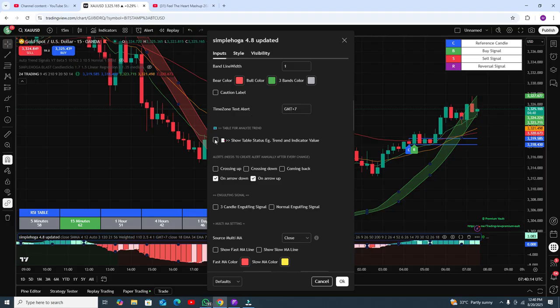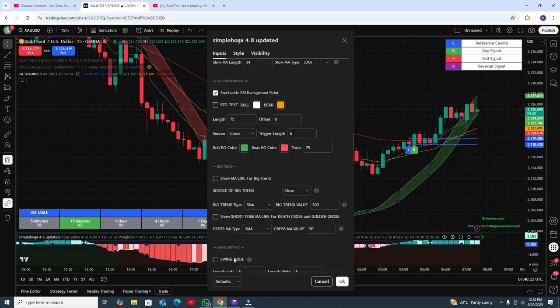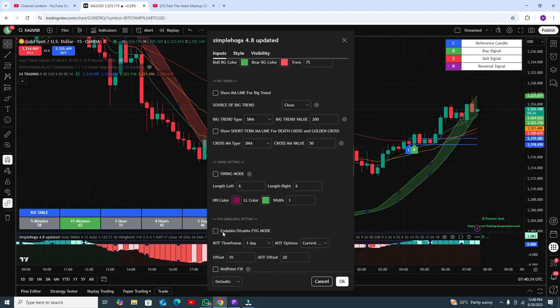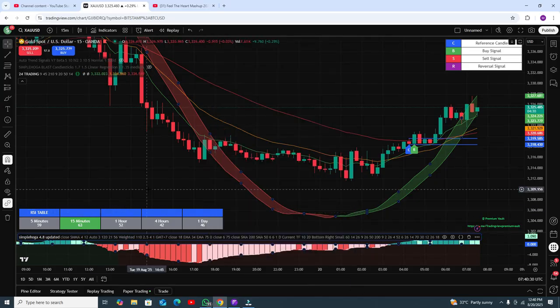Here you uncheck this table, uncheck this infilling signal or RSI 75, and the last thing you need to do is uncheck the swing mode. That's it, your strategy is now ready.